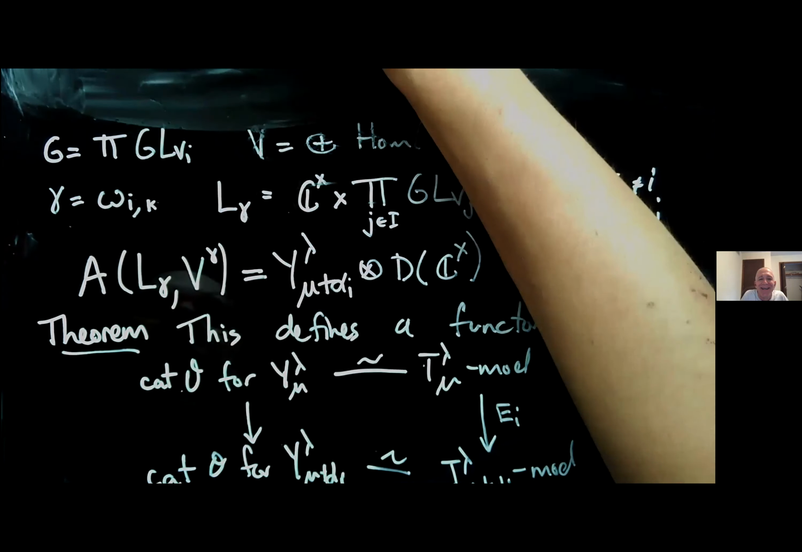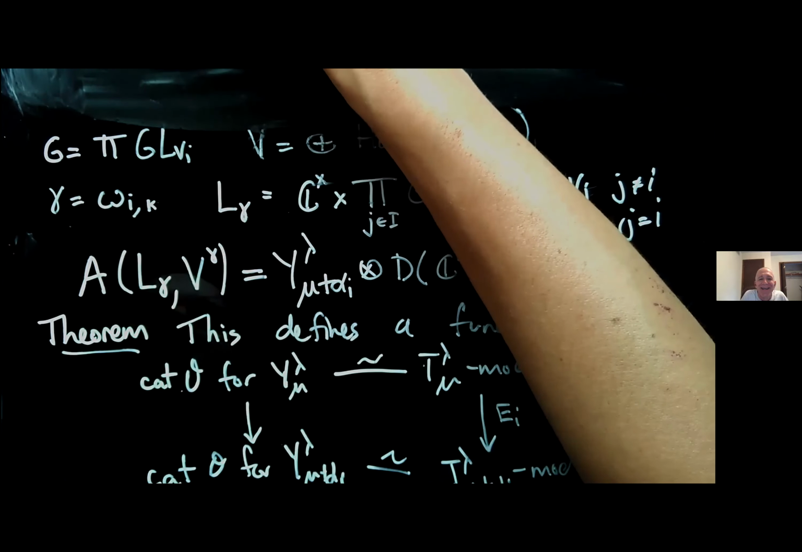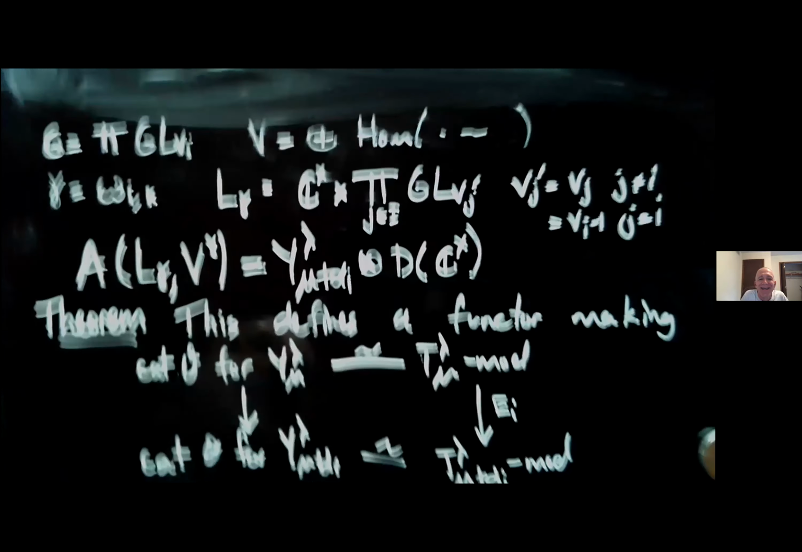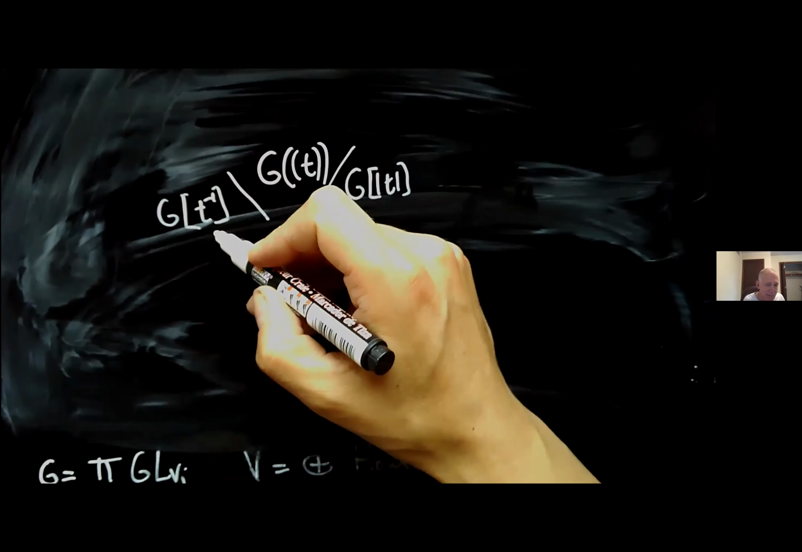And then if we mod out by this GT inverse here, well, this is modding out by ways of changing the trivialization.